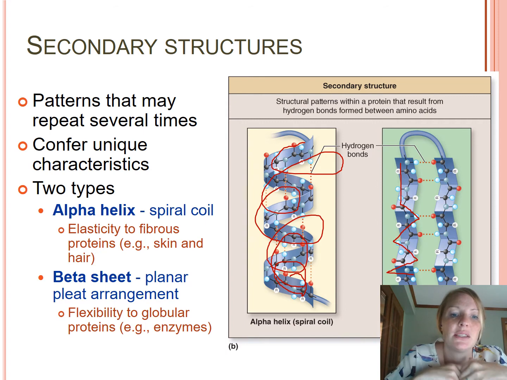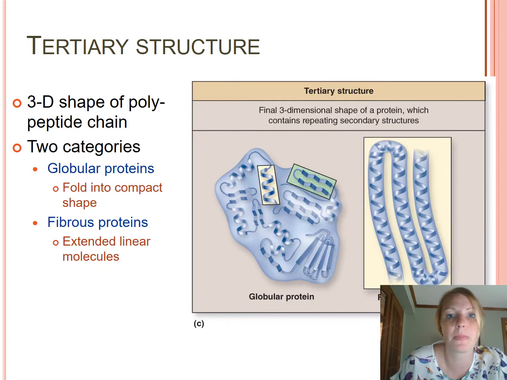Beta pleated sheets allow flexibility for big globular proteins like enzymes and things like that. So they do a little bit different, but both of them are usually found in every protein. So here we have the tertiary structure, and here you can really see there's some alpha helices, here's some pleated sheets. So there are multiple helices and multiple pleated sheets found within this 3-dimensional structure.